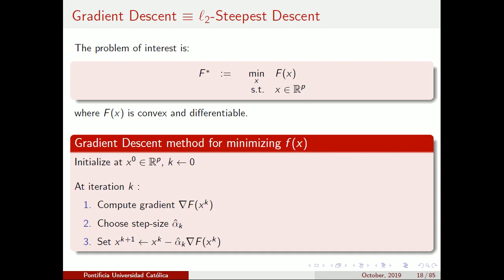So that was steepest, that was greedy coordinate descent. There's also gradient descent. The gradient descent algorithm is a little easier to state. It just says, start at a point. At each iteration, compute the gradient, choose a step size, alpha hat, and then set the new point to be the old point minus the step size times the gradient.